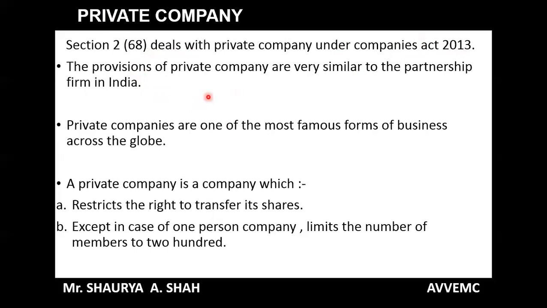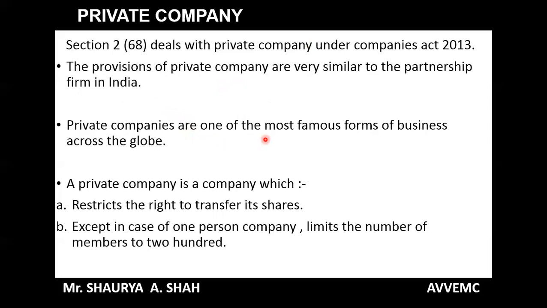The provisions of private company are very similar to partnership form in India, right? Definitely. You all must have studied various forms of businesses during your school time, right? Again, it is sole proprietorship, partnership, HUF, joint stock company. So joint stock company emerged on the basis of the limitations of partnership form only, right? So whatever provisions of private company are there, that is related to partnership only.